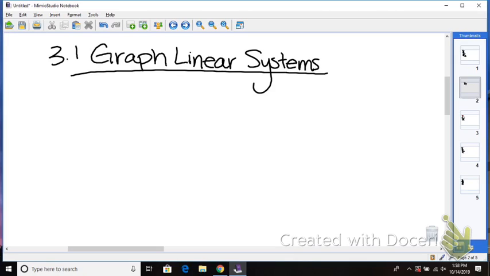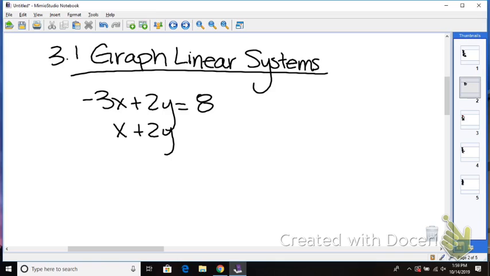We're going to find a solution that works for both of the two lines. That's the idea of linear systems. Linear systems means more than one linear line. So I'm going to give you two equations. We're going to start with this. Negative 3x plus 2y equals 8. And x plus 2y equals negative 8.